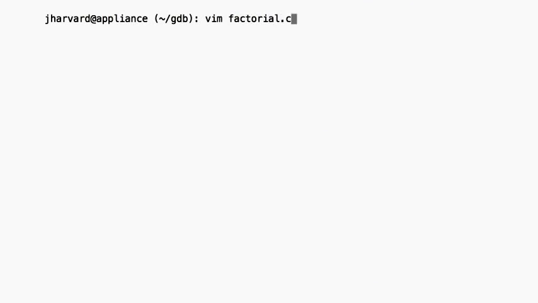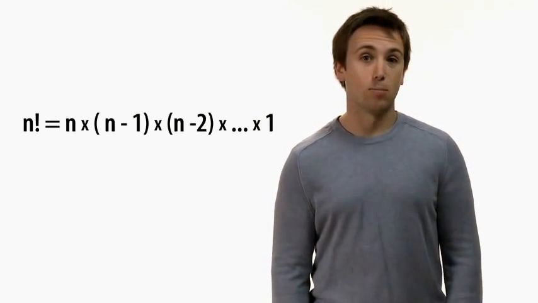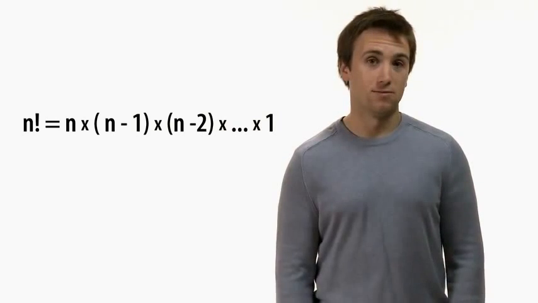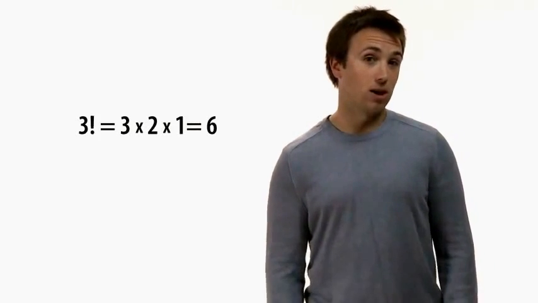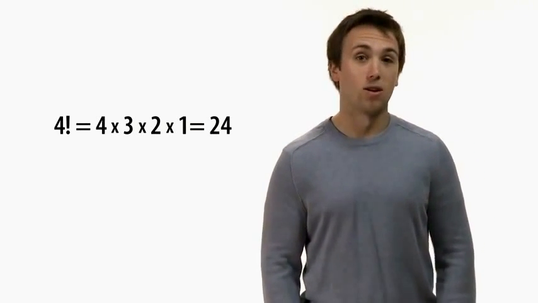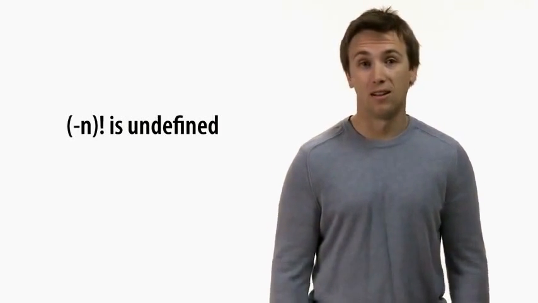To start, I've got a program here in factorial.c that gets an int and attempts to compute its factorial. In case you haven't seen factorials before or don't remember them, the factorial of a number n is equal to the product of n, n-1, n-2, and so on until you hit 1. Therefore, the factorial of 3 is 3 times 2 times 1, or 6, and the factorial of 4 is 4 times 3 times 2 times 1, or 24. The factorial of 0 is an odd case, it's 1. And the factorials of negative integers aren't defined.